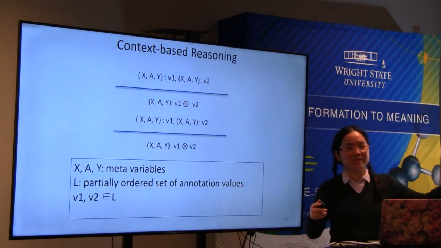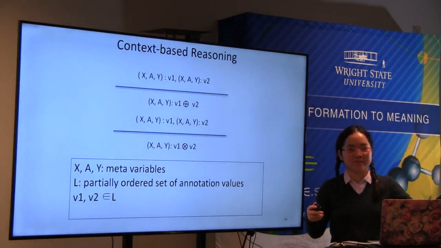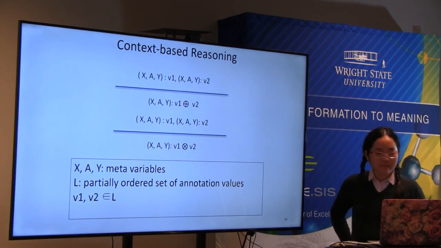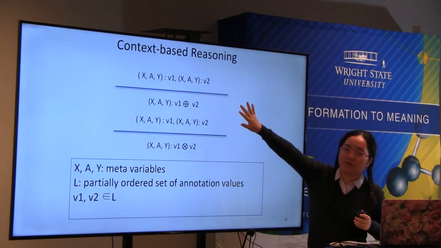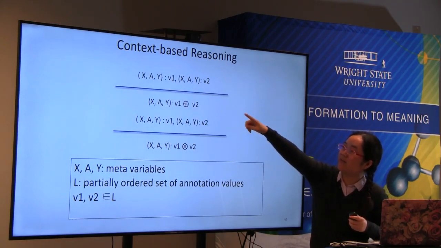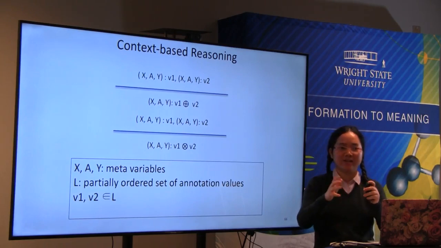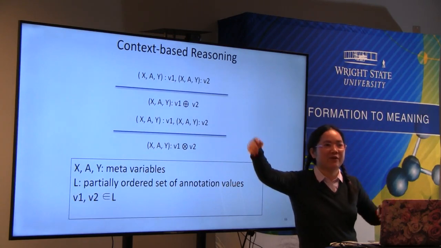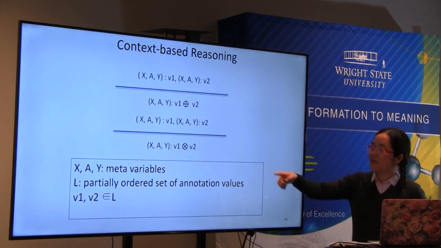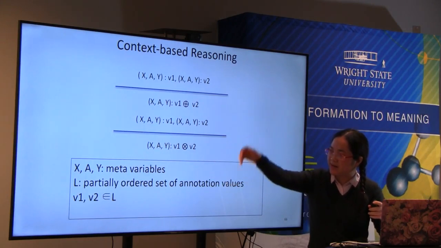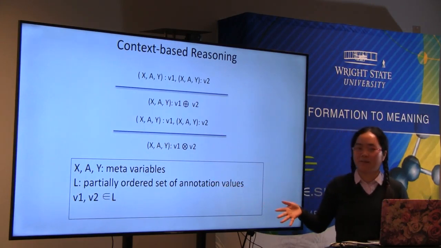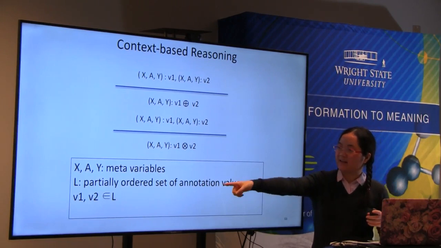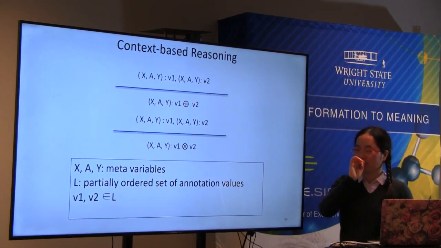So previously, I presented the syntax-based rules, and we use them for context-based reasoning. This is the generalized rule that we have. If the triple is annotated with two annotation values, what is the annotation value for the inferred triple? Here x, a, y are meta variables, and L is the lattice. A lattice is a partially ordered set of annotation values, and V1, V2 are part of that set.